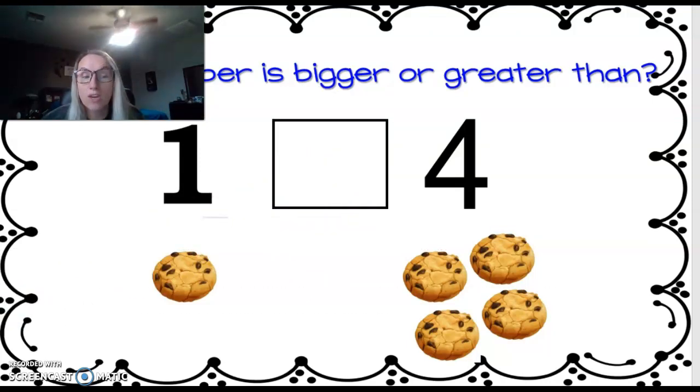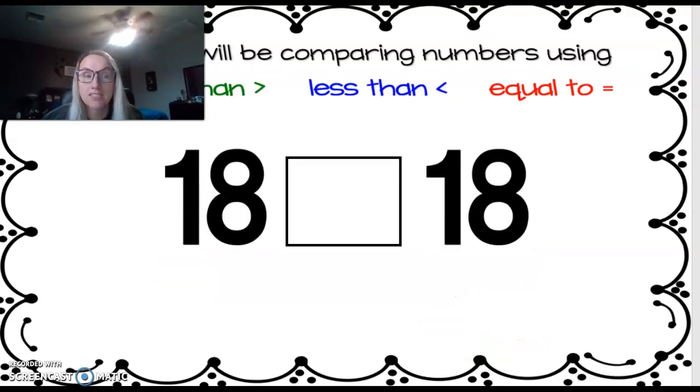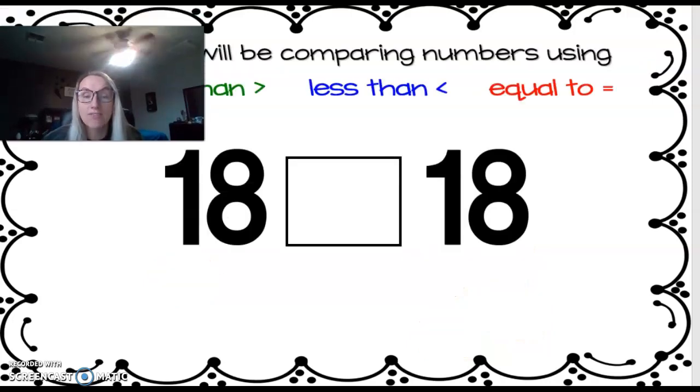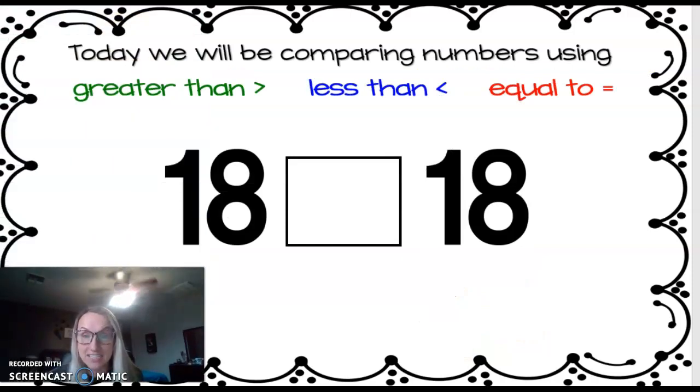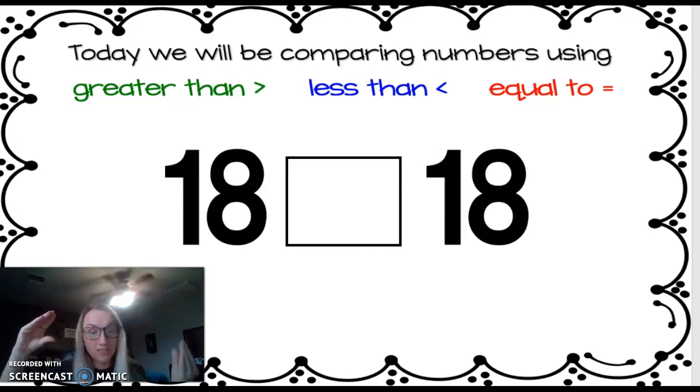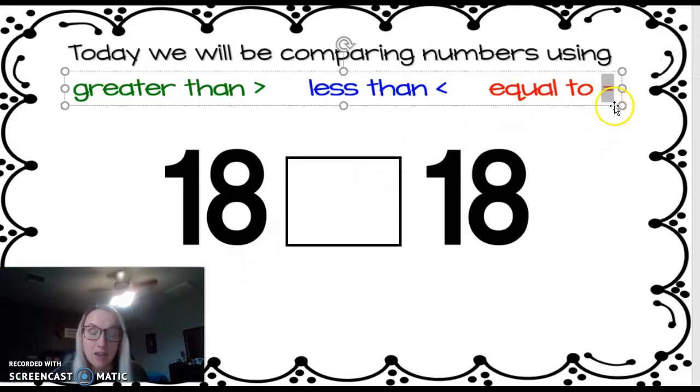Let's try one more. What if Mrs. Tinsley showed you this? And we have 18 and 18. These numbers are the same. Are we going to put our symbols like this? No. We're going to do our equal to symbol. Our equal to symbol looks like this, right here up in the top.